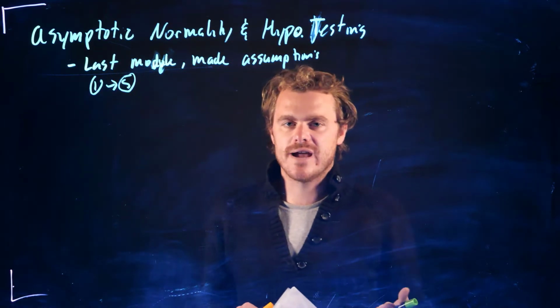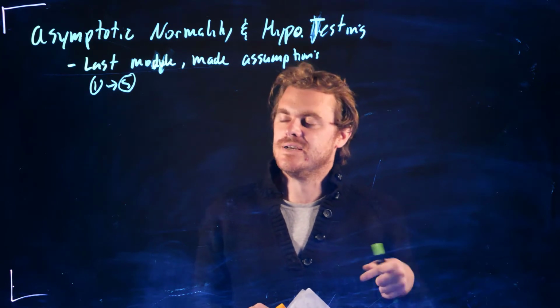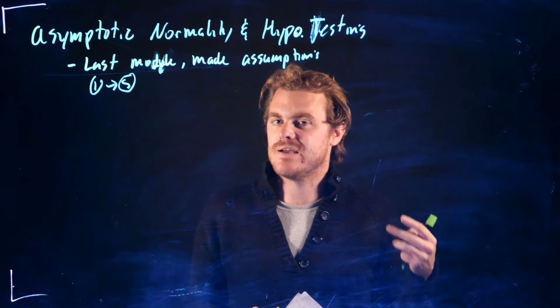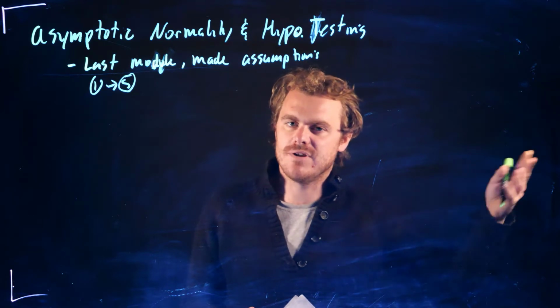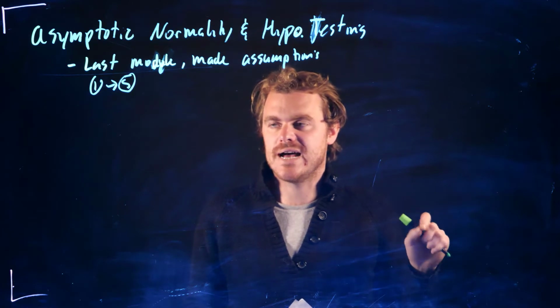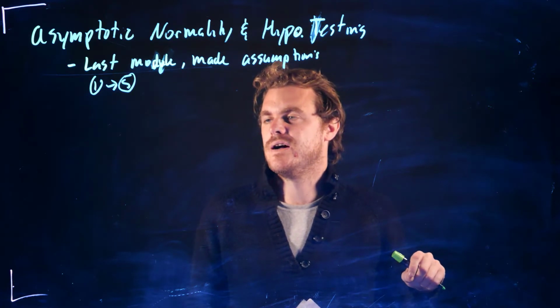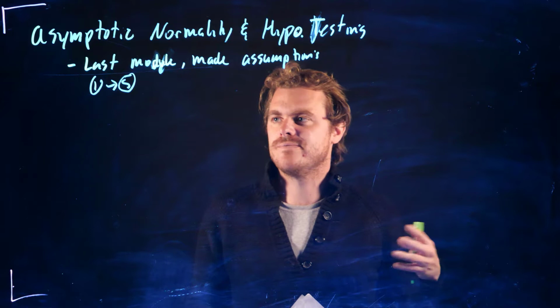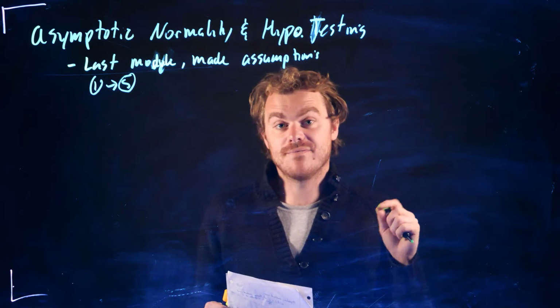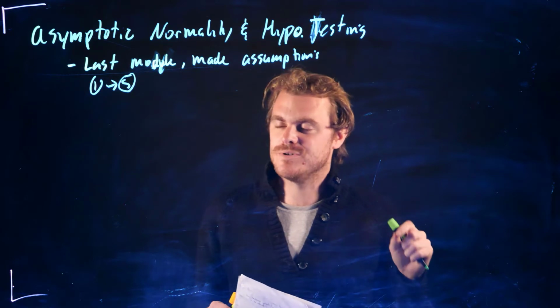So linear in parameters, IID. We need some variation in X, so no perfect multicollinearity. The 4th one was the expectation of U given all the X's equals 0. Remember, the 5th one was about homoscedastic errors, so the variance of U doesn't depend on the level of X.